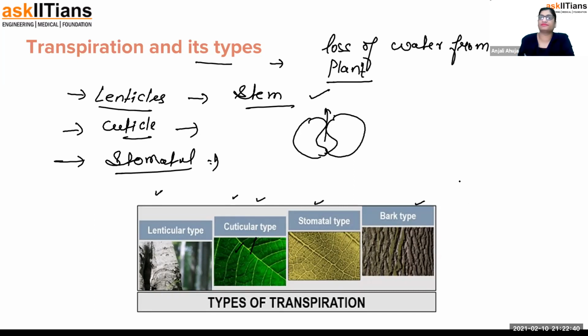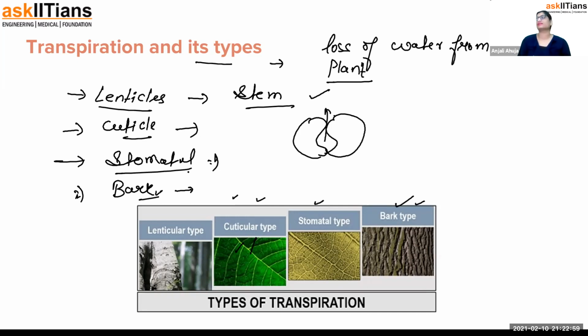So the next one, bark type. Bark is the external part. That's the protective part, but that's the place where pores are present and through which water just moves out.